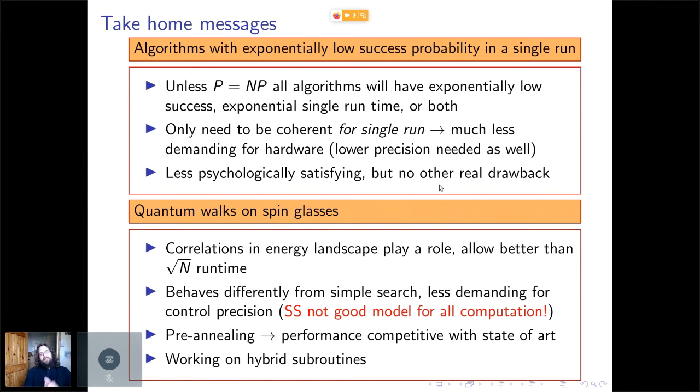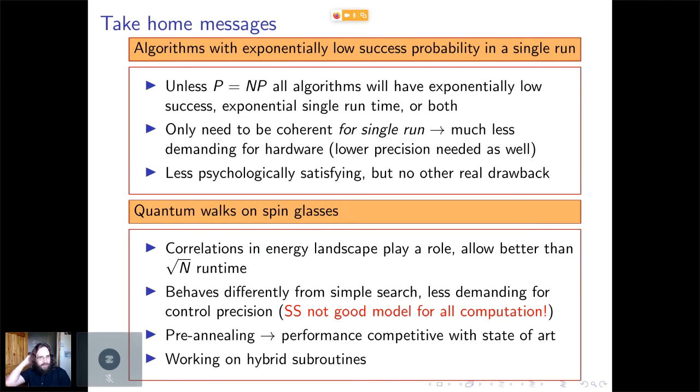And this is less psychologically satisfying to do, these mini rapid quenches, but there don't seem to be other real drawbacks. And this is already what people do experimentally, mini rapid quenches, because you just can't stay coherent for very long. So we as theorists should be thinking about these rapid quenches as well. It's not as psychologically satisfying, you don't have all the tools, but it's more realistic to what's going on.